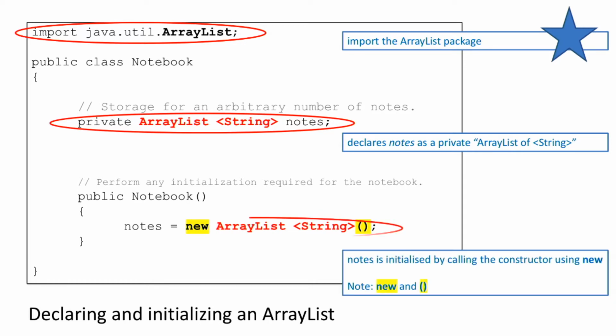Next, notes is initialized by calling the constructor using new keyword, which we've seen before. But it's important that we put these parentheses at the end. So we'll see new array list of string and then parentheses. So this is what initializes notes by calling the constructor method using the new keyword and the parentheses.